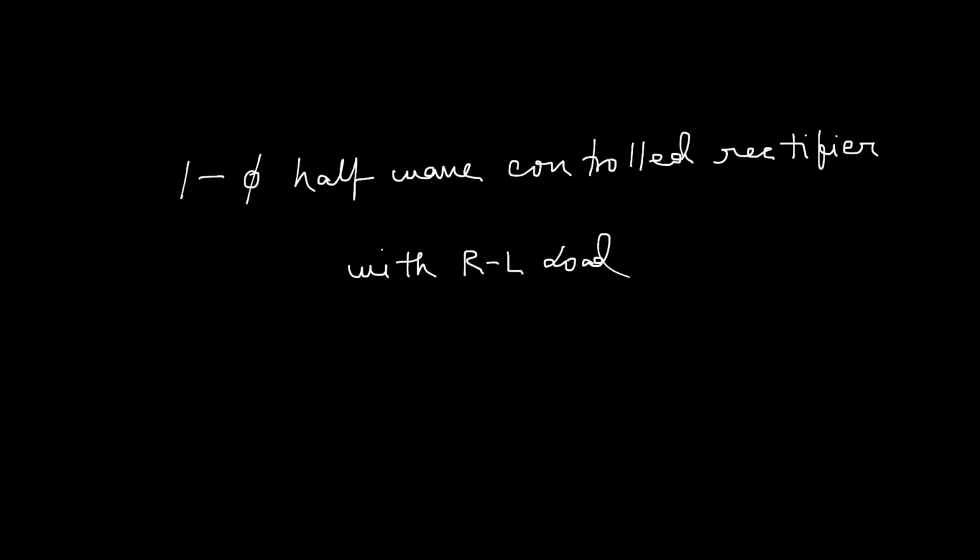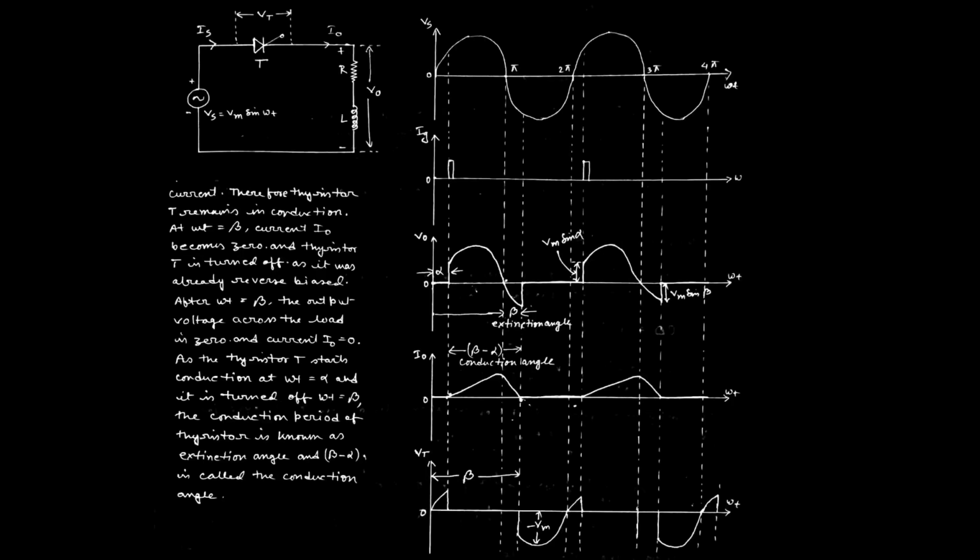So, go through the circuit diagram first. This is the schematic circuit diagram of the single-phase half-controlled rectifier with RL load. Here we have supplied an AC source having the expression Vs equal to Vm sin omega t. A thyristor T is there and we have connected the RL load. This is R and this one is L.